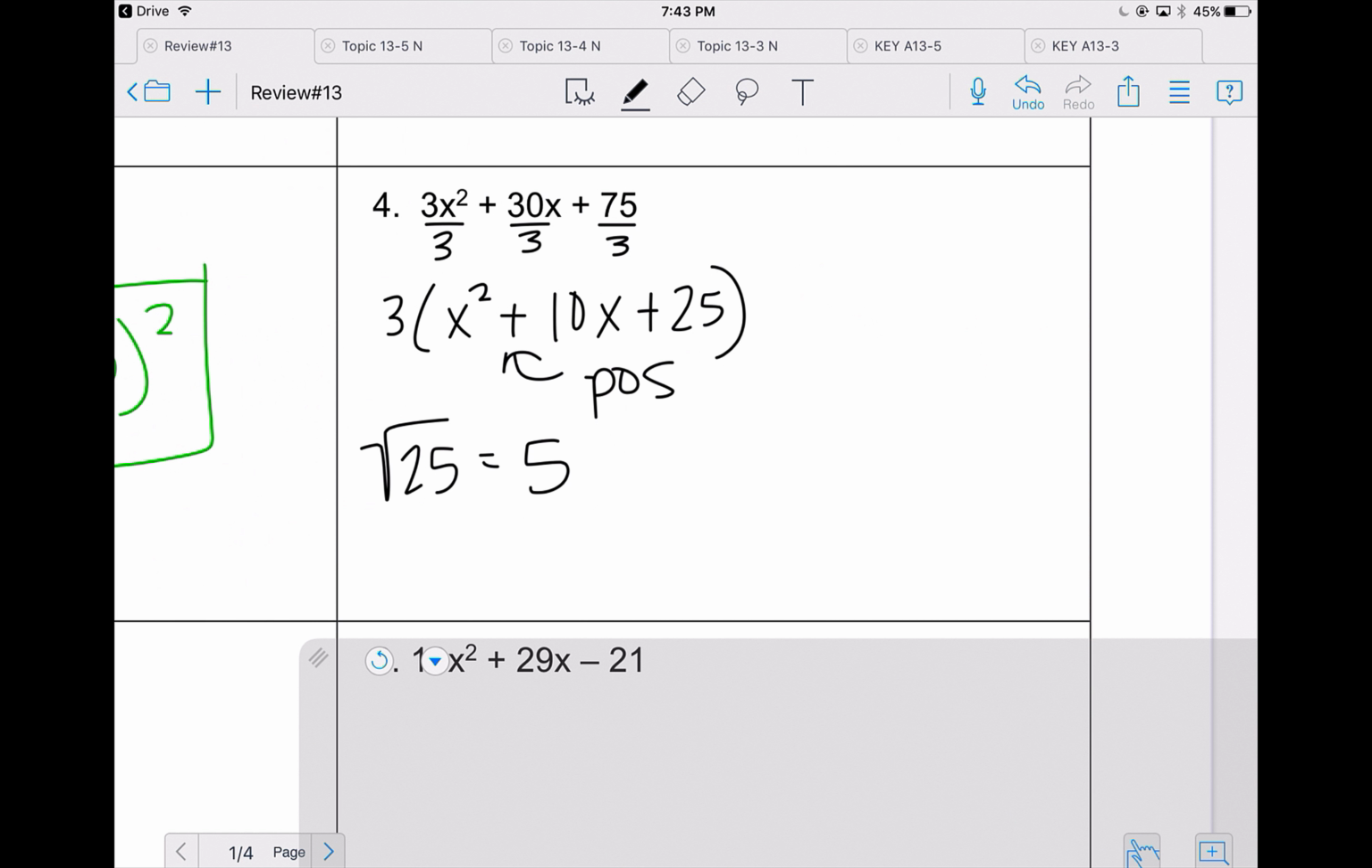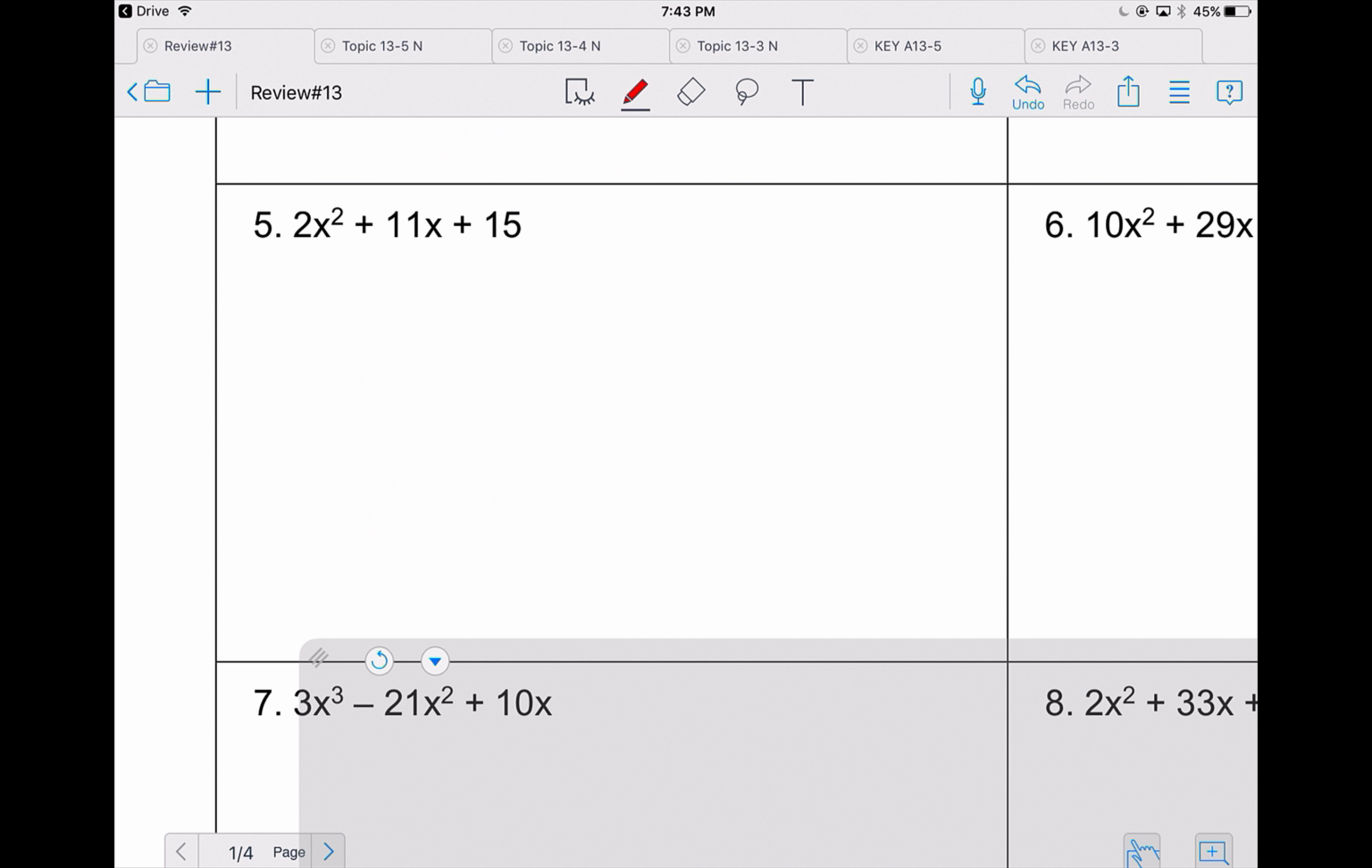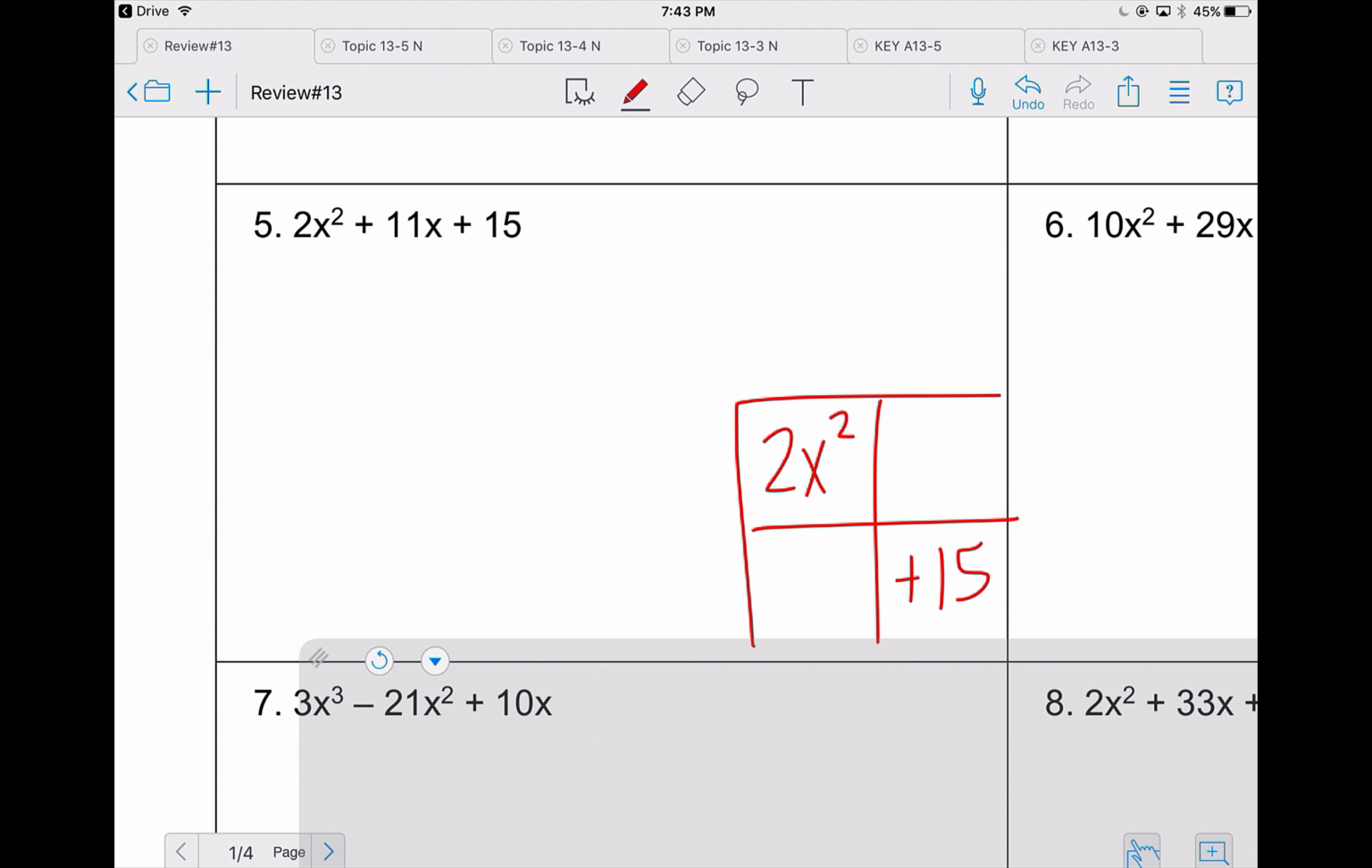And again, you can use the box to do this if you don't remember the shortcut or the formula. Problem 5, we have 2x squared plus 11x plus 15. There are no GCFs in this one. I can't take the square root of 15 nicely, and there is an x term, so I go straight to the box. I put my x squared term, my first term, and my last term. This one is a 2x squared, so make sure you put the 2 in there. And then the 15. My product is 2x squared times 15, so 30x squared. My sum is that middle number of 11.